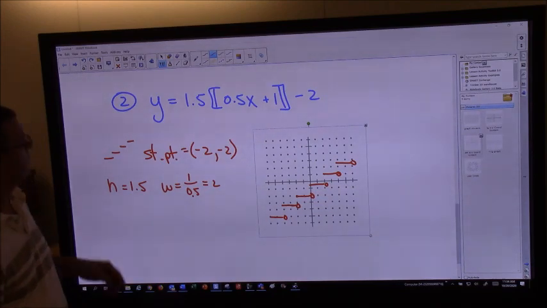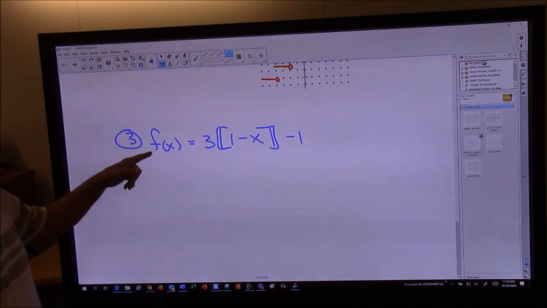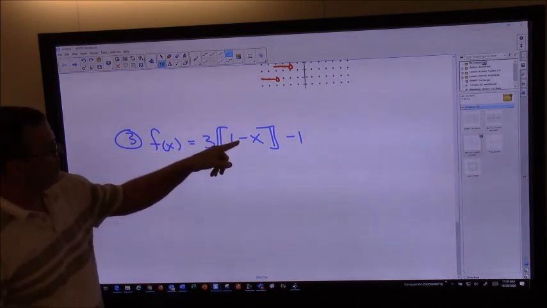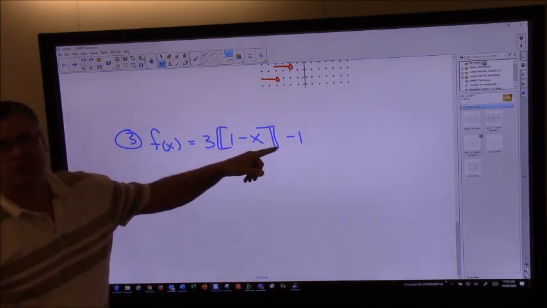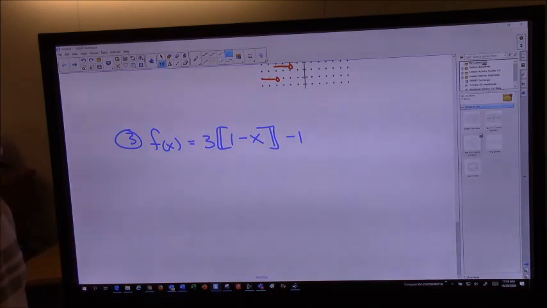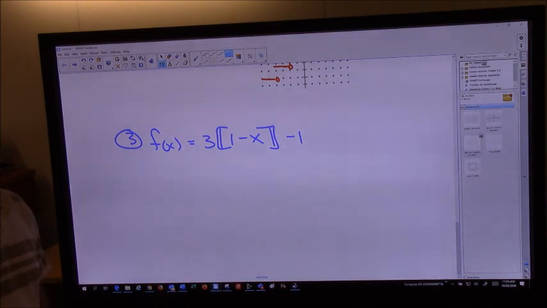All right, let's try one more. Alright, so we've got f of x equals 3 times the greatest integer function of 1 minus x, minus 1. Now remember, if you don't like the way I wrote this, write it in a way that you feel comfortable with. You guys go ahead and try it.